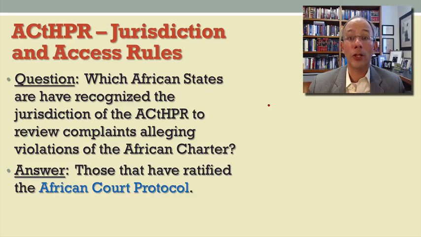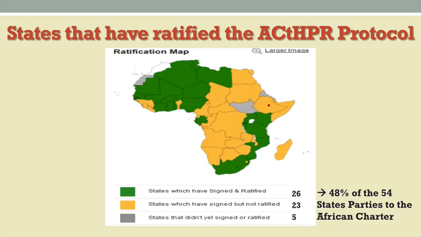The answer to that question is that the court has jurisdiction over those states that have ratified the African Court Protocol. So, which are the states that have ratified the protocol? Here you see in green those states that have both signed and ratified the protocol. Those are the governments of about half of the 54 member states that have accepted the court's jurisdiction.